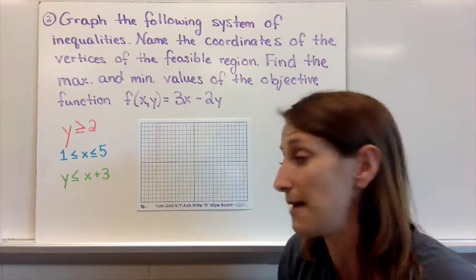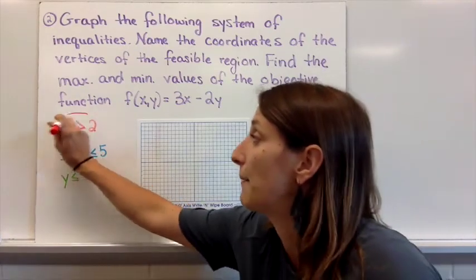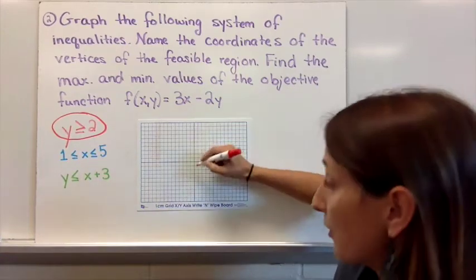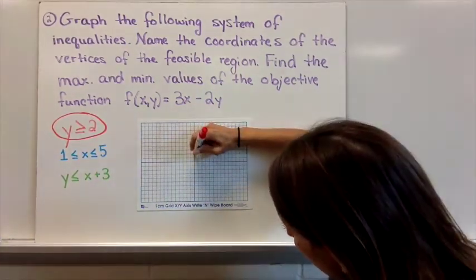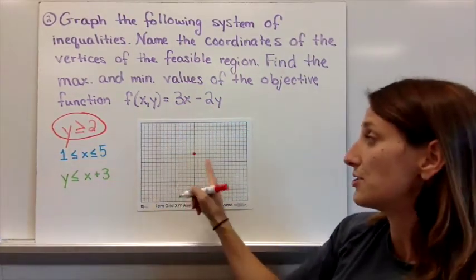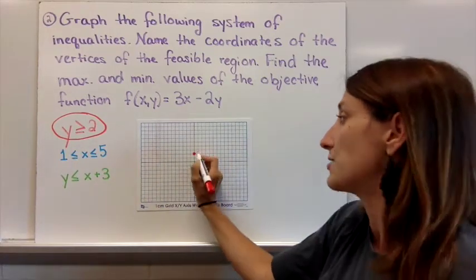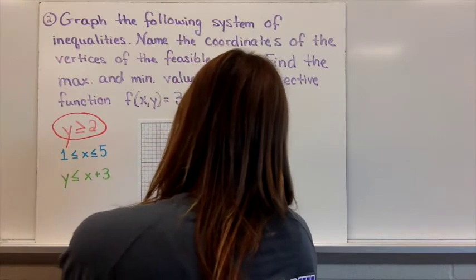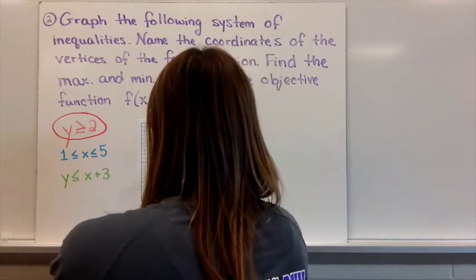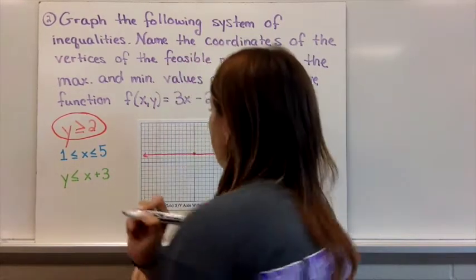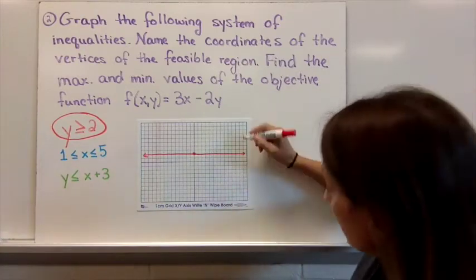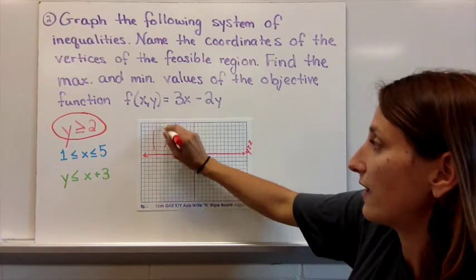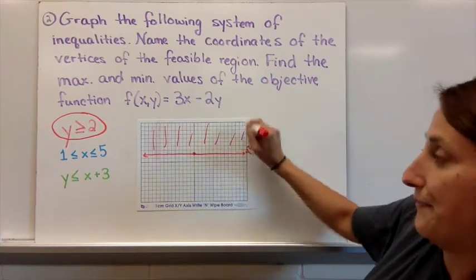So one extra step. So let's start by graphing y is greater than or equal to 2. So I'm going to go to my y value and go where y is 2. And y is 2 all along this. So we know that that is a nice horizontal line through y is 2. And if I want to be greater than or equal to that, it's going to be this area all above that. Okay.